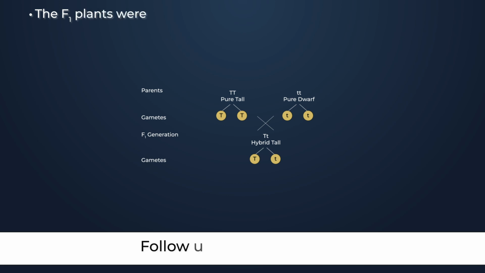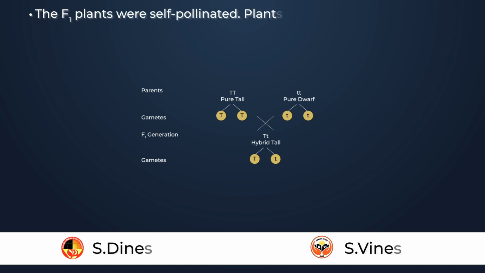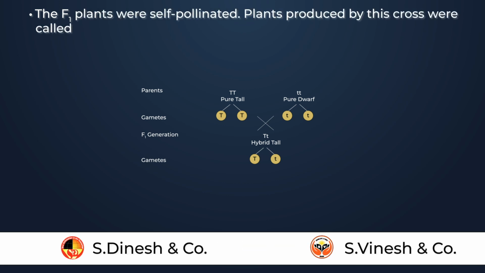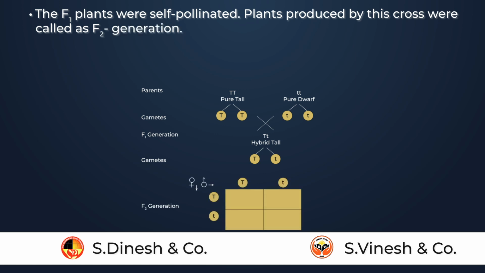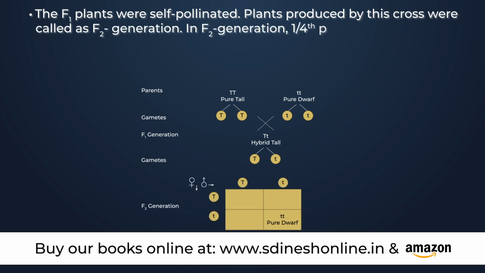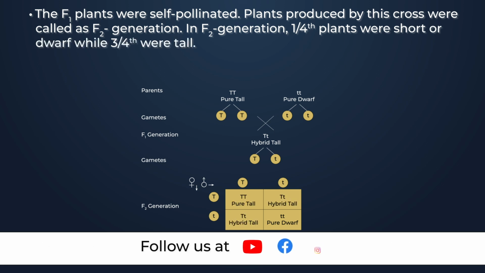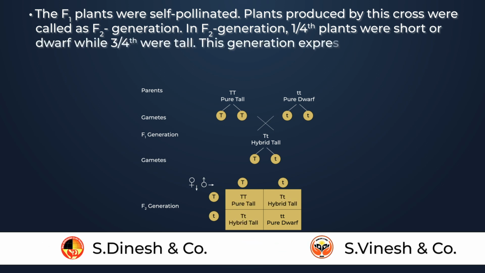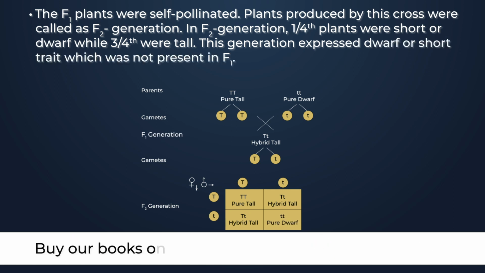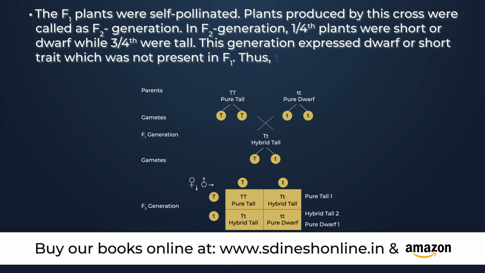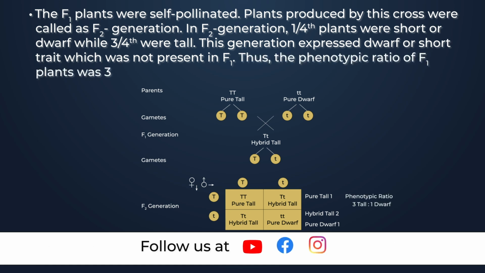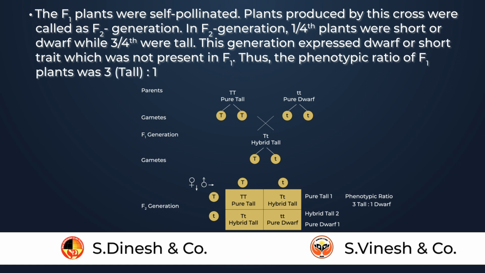The F1 plants were self-pollinated. Plants produced by this cross were called as F2 generation. In F2 generation, 1/4 plants were short or dwarf, while 3/4 were tall. This generation expressed dwarf or short trait which was not present in F1. Thus, the phenotypic ratio of F2 plants was 3, that is tall, is to 1, that is dwarf or short.